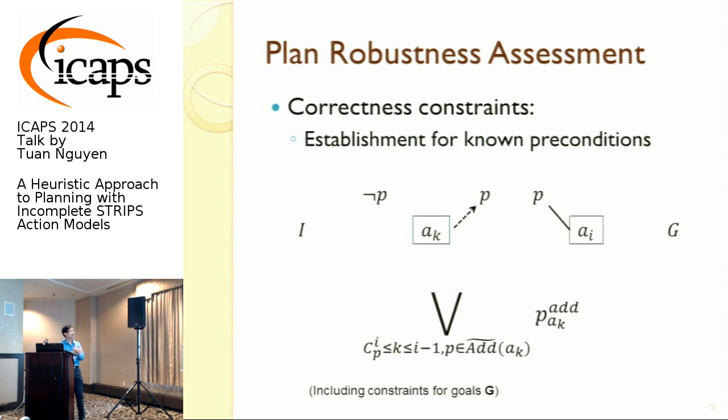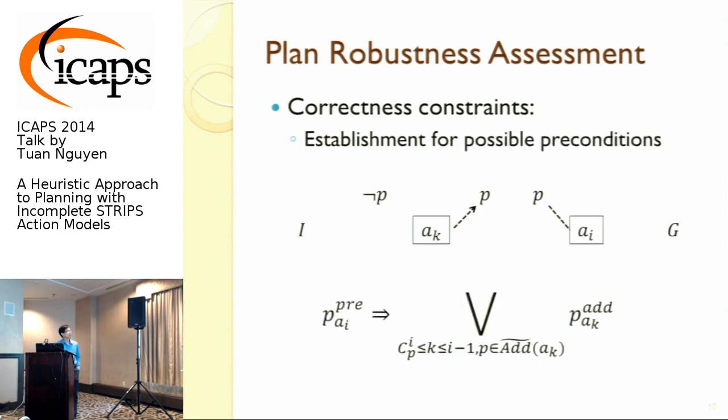The first type of correctness constraint is the establishment constraint for known preconditions. In this example, AI over there has a known precondition P. Before that, we know for sure that P is false. And so one of the actions AK in between, which has P as a possible effect, needs to have P as a for-sure add effect, so that the action AI can be executed. And one important thing is that we need to include this similar constraint for the goals.